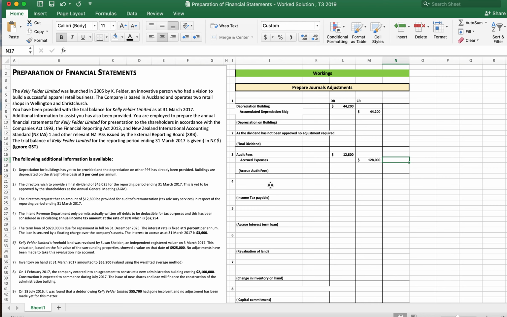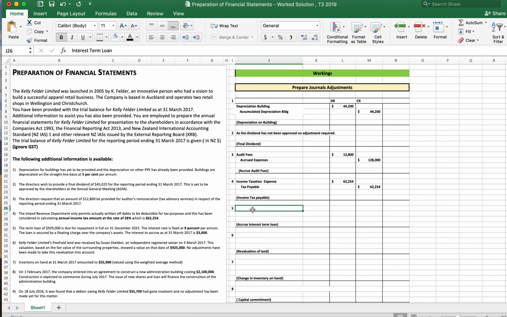Cool. Number 4. The Inland Revenue Department only permits actual write-off of debts to be deductible for tax purposes, and this has been calculated in calculating the annual income tax amount at the rate of 28%. Okay, so they say that's what the tax is. Right. We will sort of reconcile it, but that is the figure. Okay, so we can just take that as the figure. Tax payable 62,254. Okay, that's good.